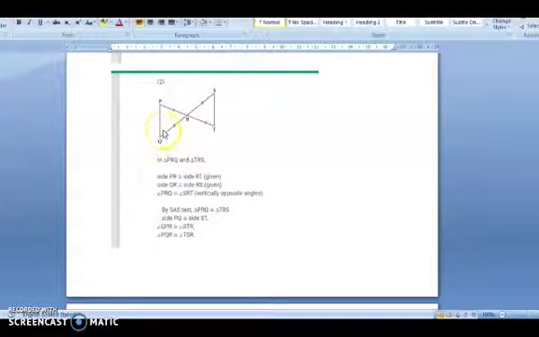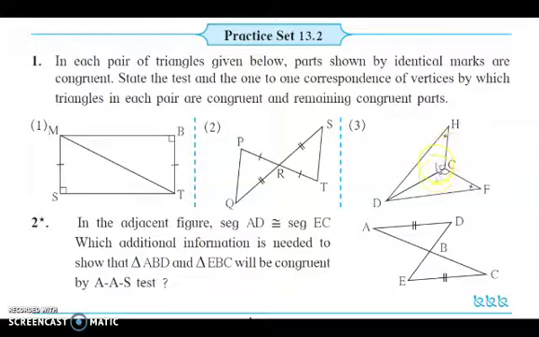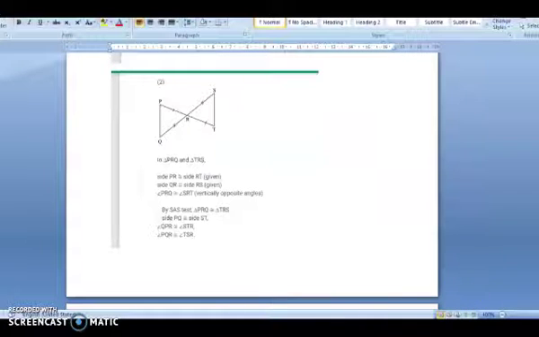The remaining side PQ is congruent to this side ST, and the remaining angle QPR is congruent to angle STR. This angle is congruent to this angle, and the remaining angle PQR is congruent to angle TSR. This is the third question. Two triangles are given here. Let us see the solution for this third one.